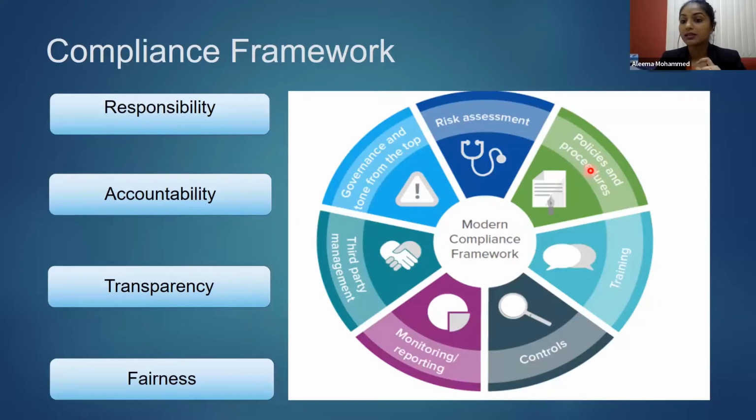And again, this is an evolving process because you don't write a policy today and it remains in place for 10 years or 5 years. More often than not, especially over the last couple of years, we've seen so many changes. You have to review these documents and make sure that they are current and they address the current risk.